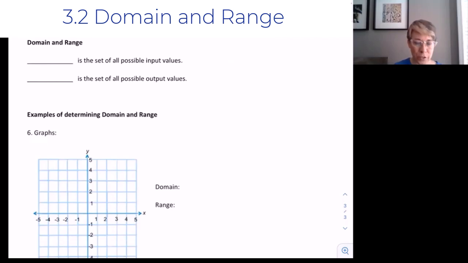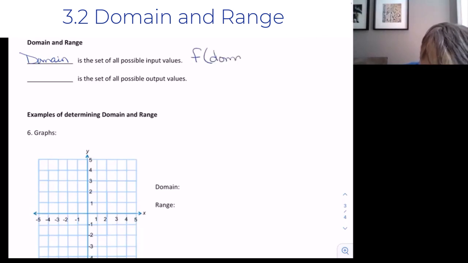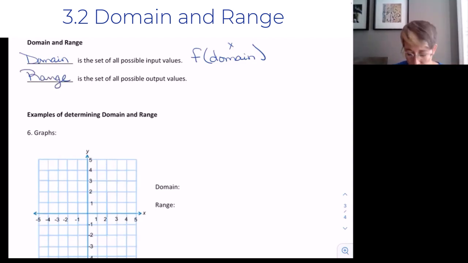Domain and range. So the domain is the set of all possible input values. So if I had a function value like this, the domain is everything that I can put in as an x, everything I'm allowed to have. The range is the set of all output values. So this would equal the range, everything that's a result, that's an output.